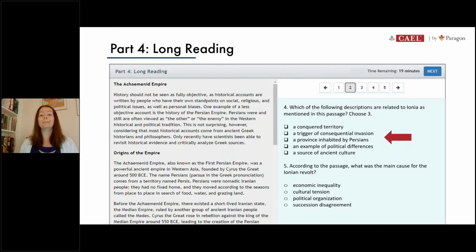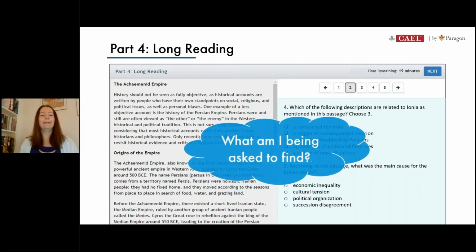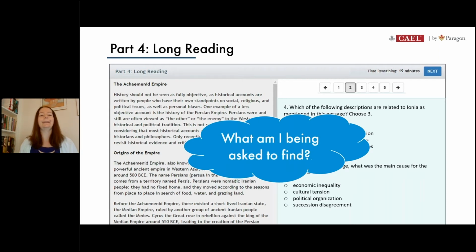We are going to focus most of our time, of course, answering the questions on the test. For today's episode, we're going to focus on question number 4, which is on page 2 in the tab above there. Right before we begin, of course, we always have to understand exactly what it is we're trying to find to answer this question correctly.